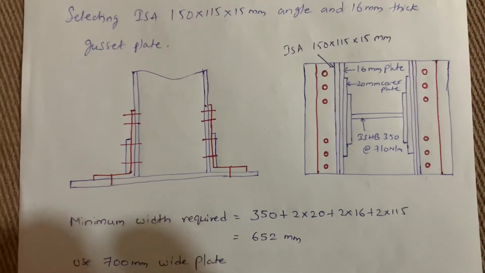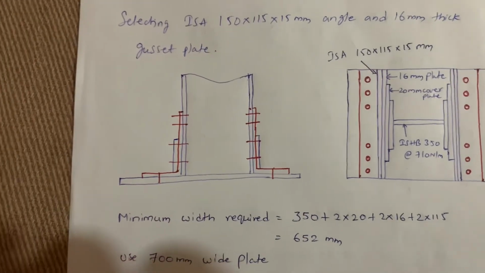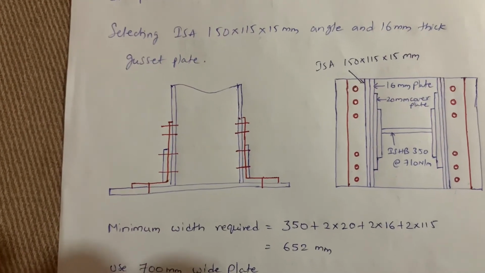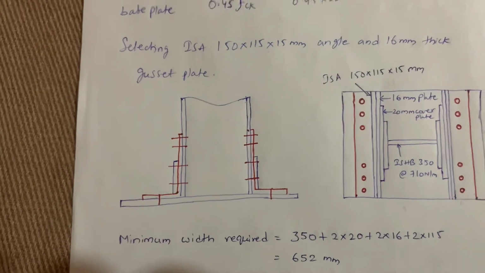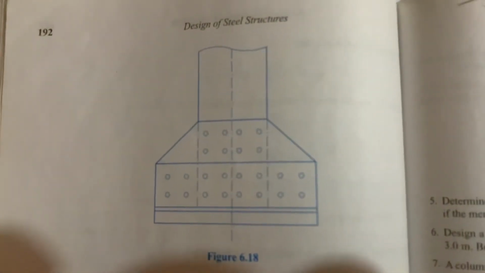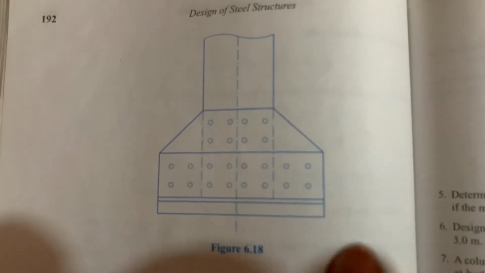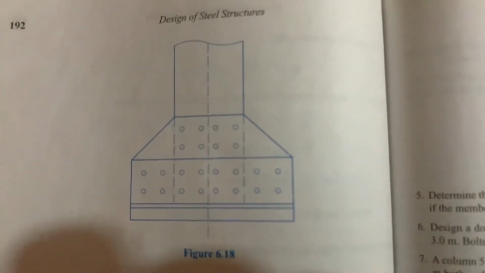I'll show you the diagram of how it will look. By using those 16 bolts, I'm going to connect the gusset base. So here this is the diagram. By using the bolts, I'm going to connect this base. I hope you understood this. Thank you so much. Thanks for watching.